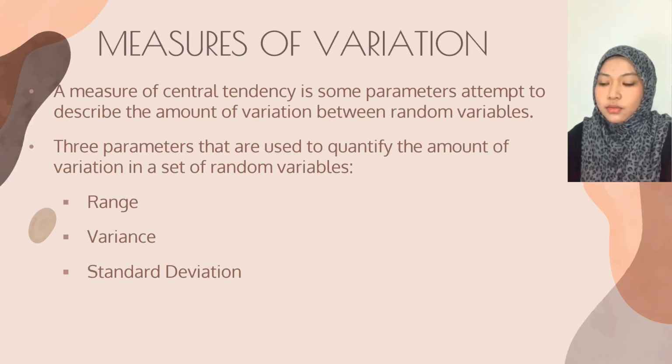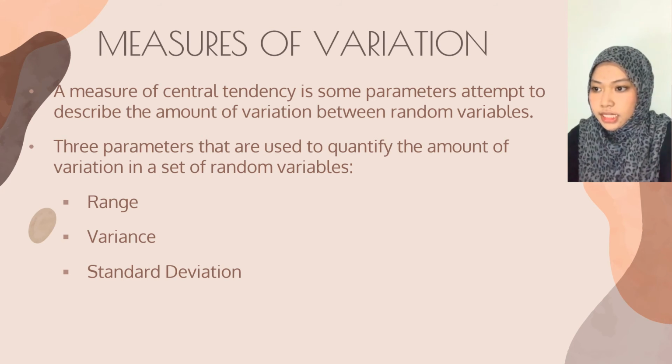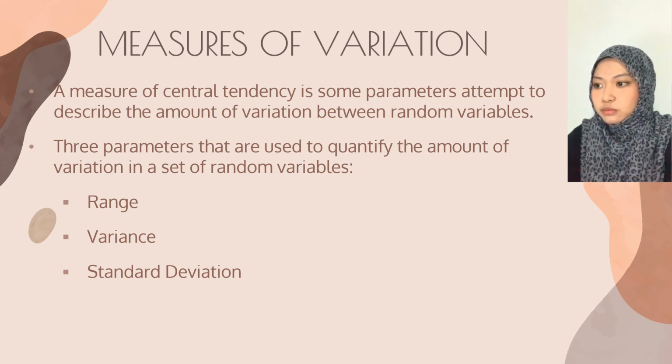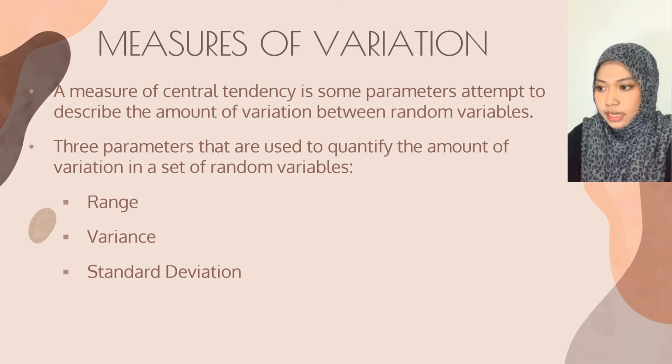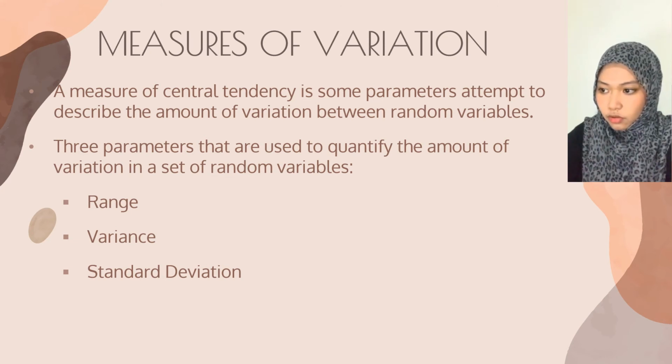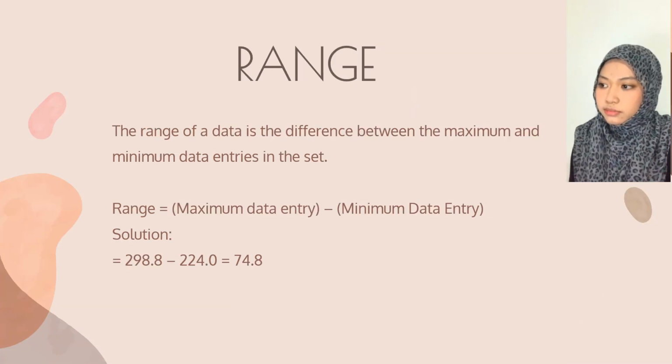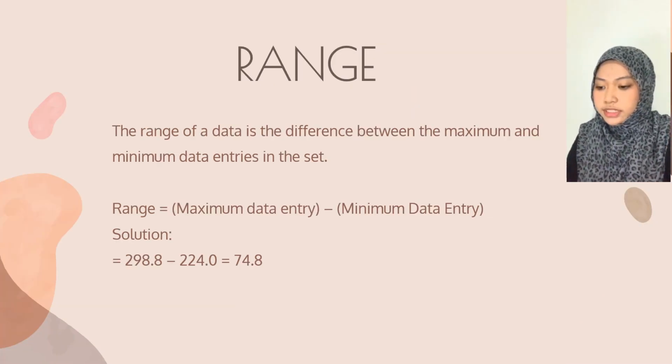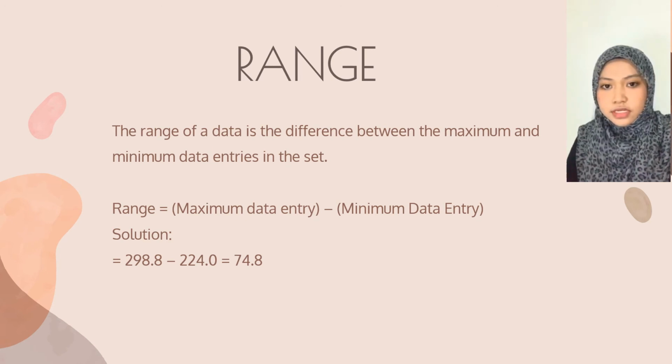So let's proceed with measures of variation. It is a set of parameters that attempt to describe the amount of variation between random variables. There are 3 parameters used to quantify the amount of variation in a set of random variables: range, variance, and standard deviation. The purpose of the range calculation is to know the difference between the maximum and minimum data entries in the set given.